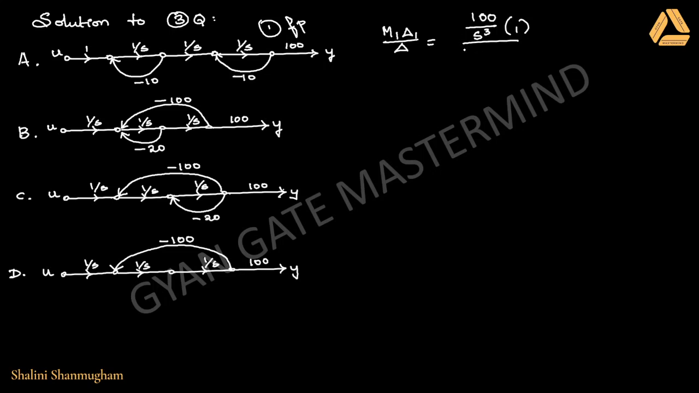What is del? Del is 1 minus individual loops. So these two loops are individual loops. So this is minus 10 by s, and the loop gain of this one is minus 10 by s. So add and write it here, minus 10 by s minus 10 by s. And coming to check whether there are non-touching loops. Yes, this loop and this loop are non-touching each other. So we have to write the third term also. So multiply those two, that is minus 10 by s into minus 10 by s.